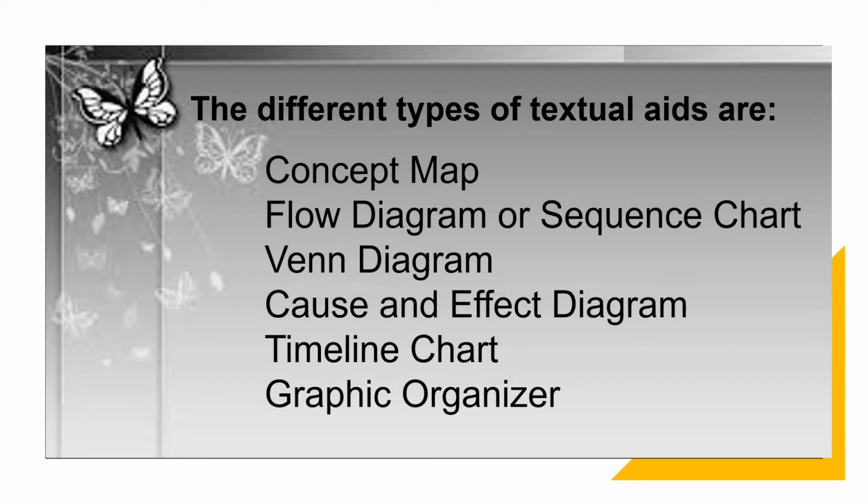Here are the different types of textual aids. We have the concept map, flow diagram or sequence chart, Venn diagram, cause and effect diagram, timeline chart, and of course, the graphic organizer. At this point, let us discuss them one by one.